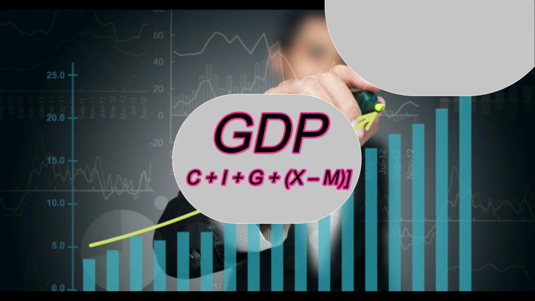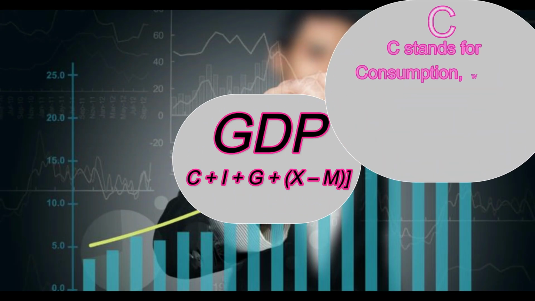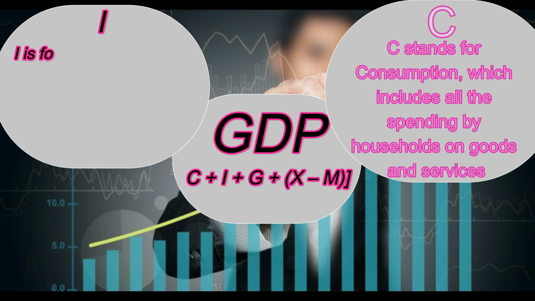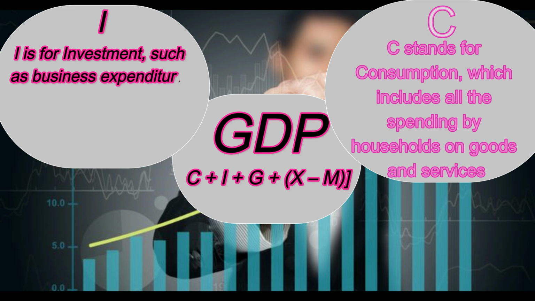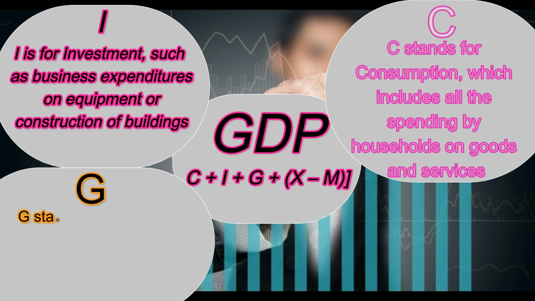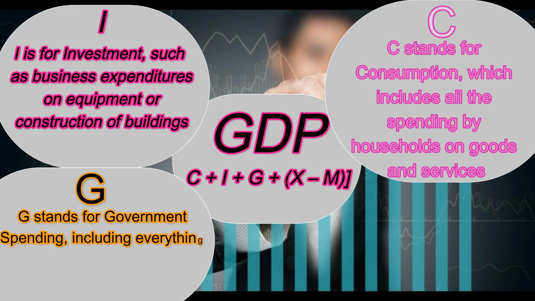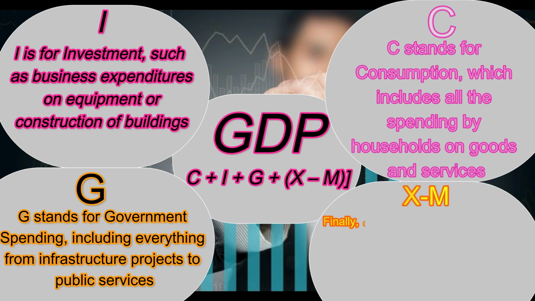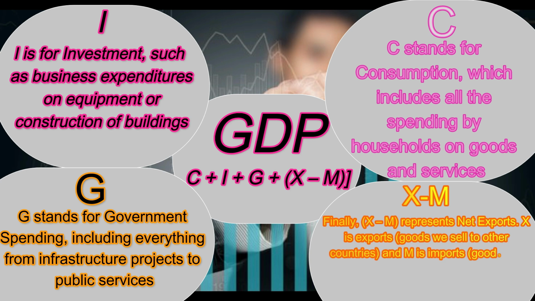C stands for consumption, which includes all the spending by households on goods and services. I is for investment, such as business expenditures on equipment or construction of buildings. G stands for government spending, including everything from infrastructure projects to public services. Finally, X minus M represents net exports. X is exports, goods we sell to other countries, and M is imports, goods we buy from other countries. The difference between the two is added to the GDP.